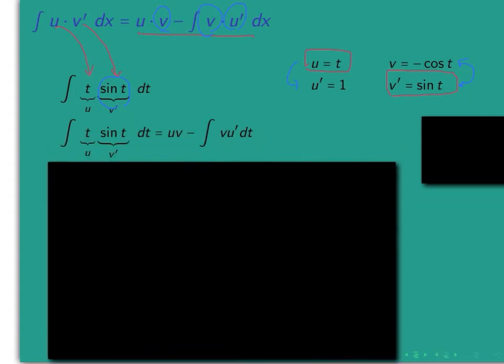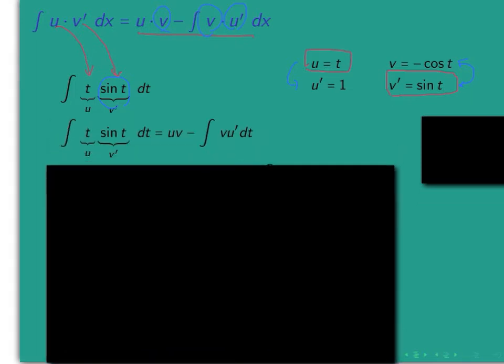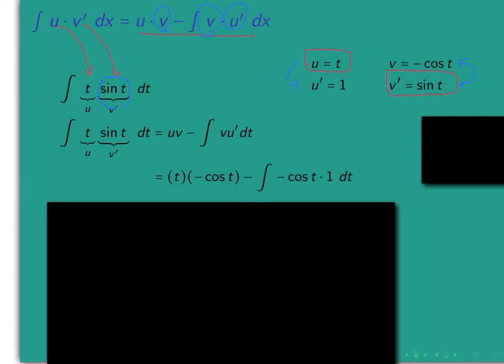So that's the next step. Okay, so I've just copied the integration by parts formula here, u times v minus the integral of v times u prime. So then we'll plug everything in. So u is t, I plug that in here. v is minus cosine t, and I write that there. And then v appears again, so v is still minus cosine t, and u prime is 1. Okay, so I've changed this integral into this expression, which includes a new integral.